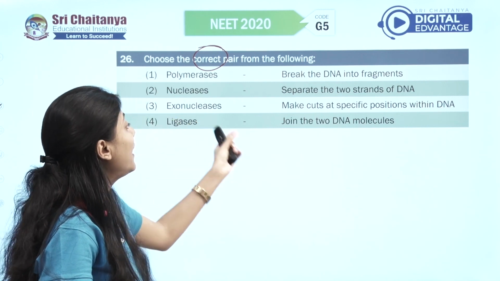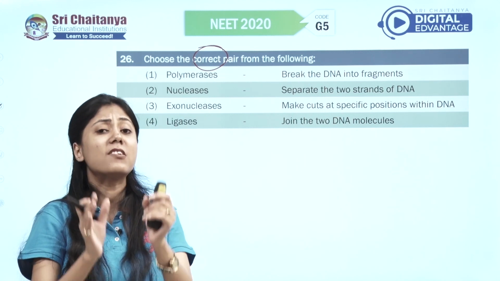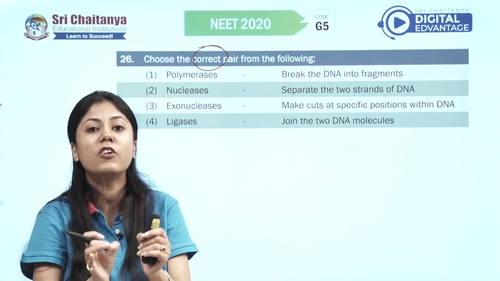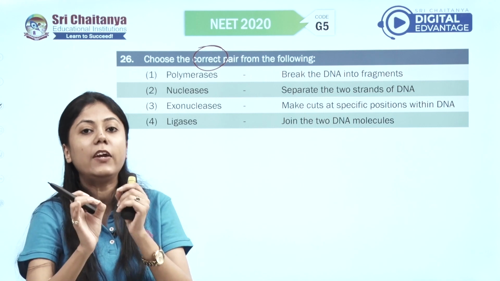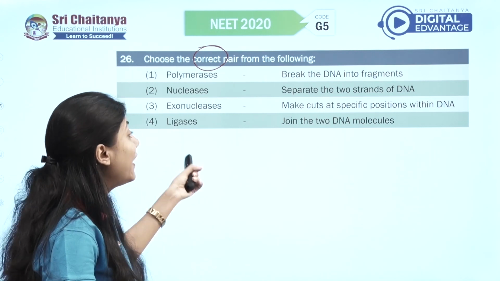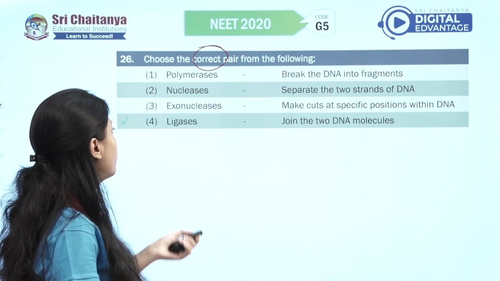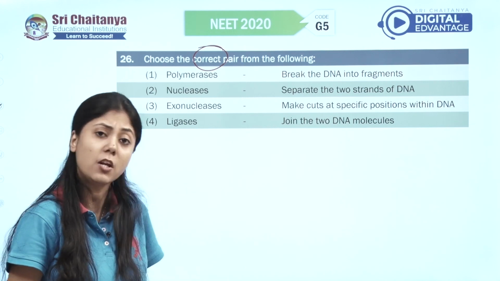Next is exonucleases make cuts at specific positions within the DNA. When a cut is made at a specific position within the DNA, we are specifically talking about the endonucleases. And here we have ligase which joins the two DNA molecules. That is absolutely the correct option. So your correct option is option 4.